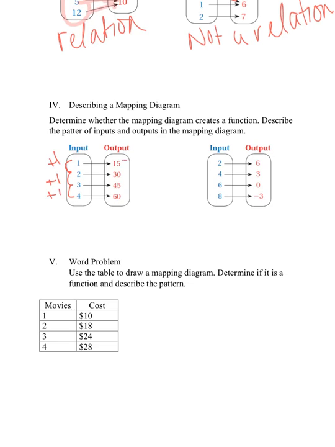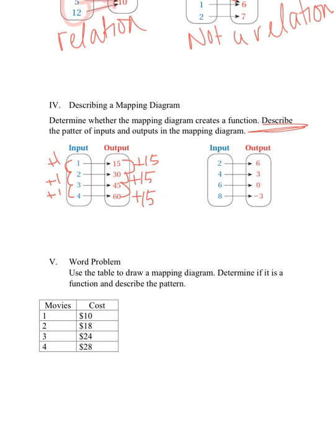Your outputs then, from 15 to 30, it's a plus 15. 30 to 45, it's a plus 15. 45 to 60, it's a plus 15. So yes, as each input goes up by 1, the output goes up by 15. So this is a function. So when it tells you to describe that pattern, that's what you would say. Yes, because each input goes up by 1, each output goes up by 15.